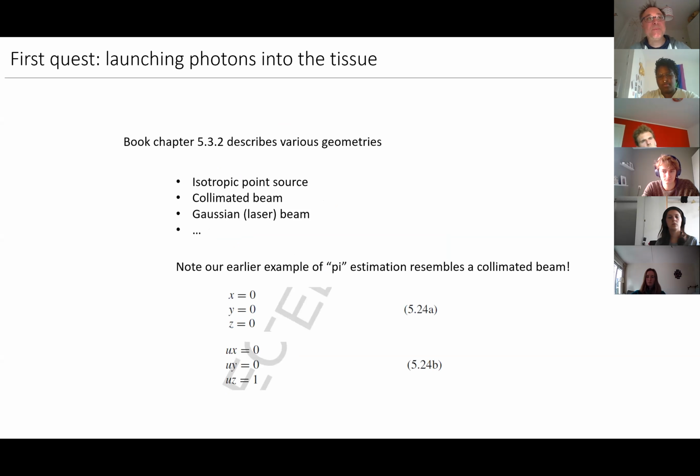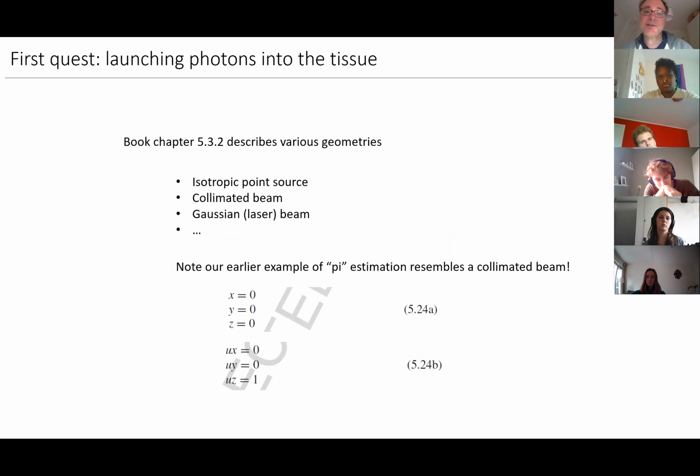So chapter 5 of the book is actually all about these Monte Carlo simulations. A lot of the information in there is very readable, so there's not that much point in reading it out loud. I'll just point you to this one.